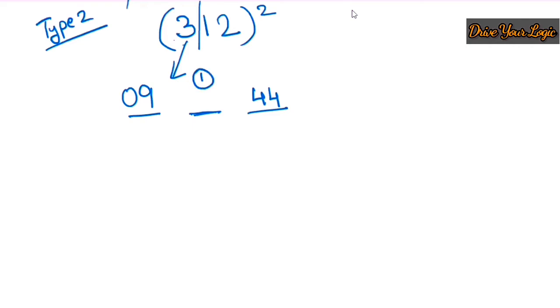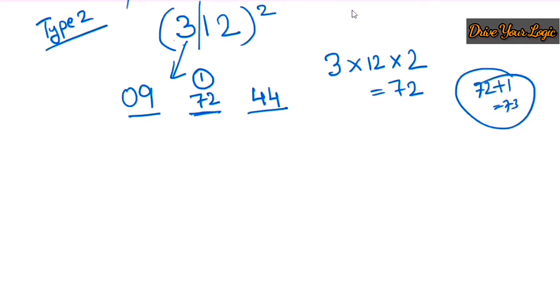Now the center one, what will you write down? 3 into 12 into 2, that equals 72. When you add the carry, you add 72 plus 1, that is 73 as a whole. Now write the answer as it is: 4, then 73, and then the last one, 9, no need of writing 0. So that's your answer: 97344.